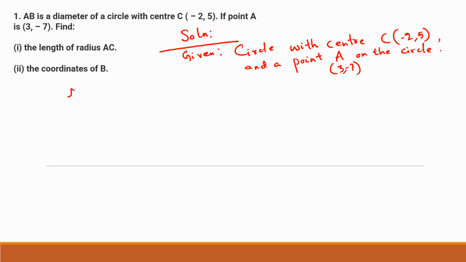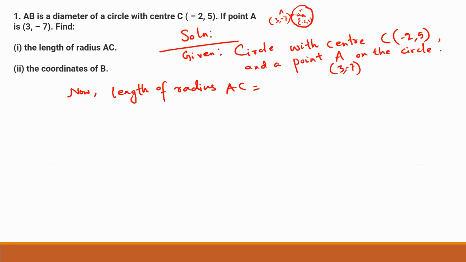Now, the length of radius AC, they want you to find this. If this is a circle, this is center C, which is minus 2 comma 5, and A, you know it, which is 3 comma minus 7. Then what will be the length of the radius? You have to find the distance between these 2 points, and that will be the length of the radius.